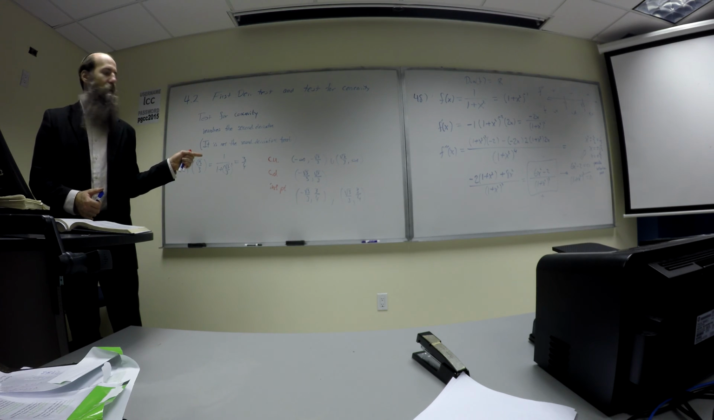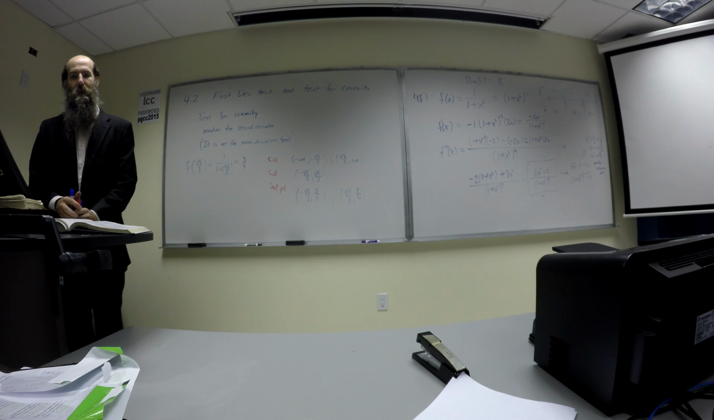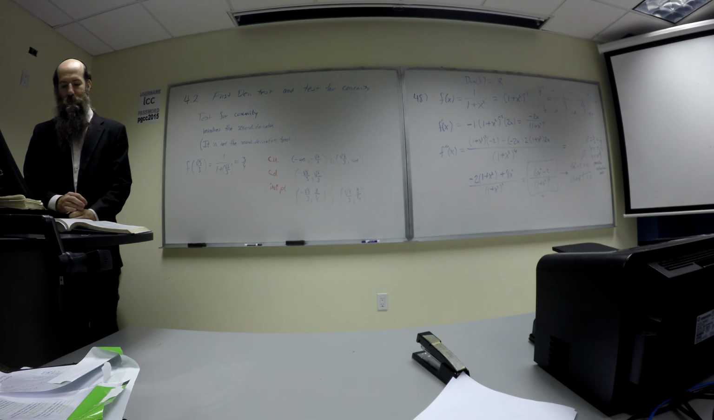The function changes concavity at negative root 3 on 3 comma 3/4, at that height. That's where it changes concavity. Woo! Oh, man, that's exciting.